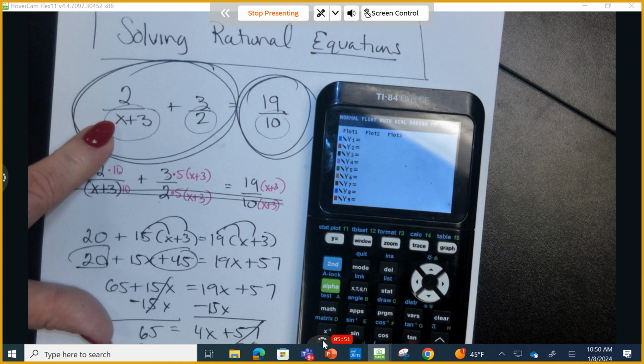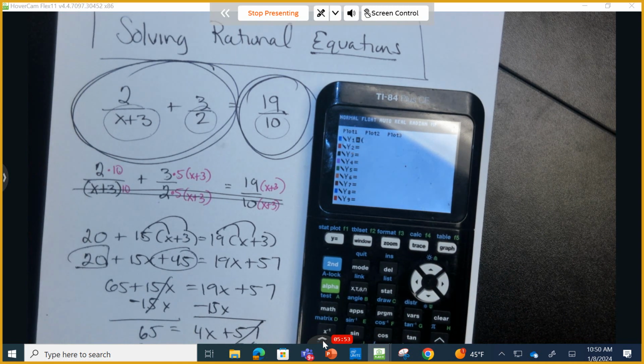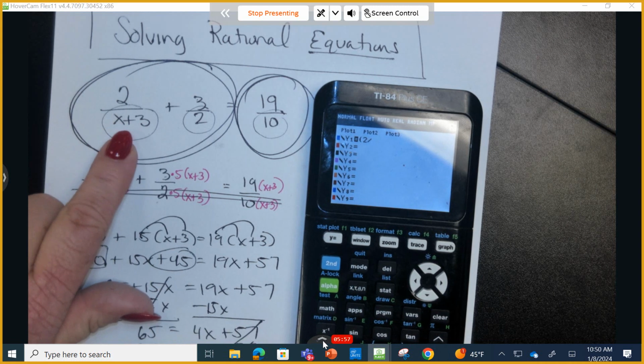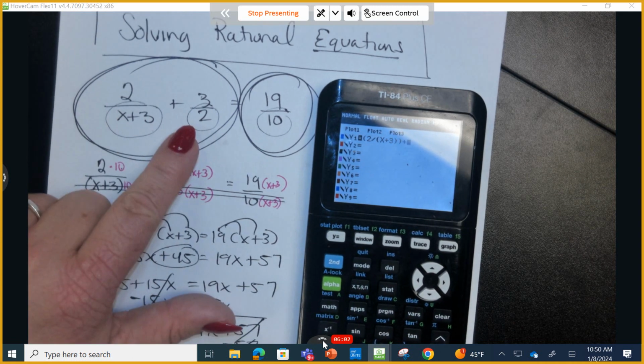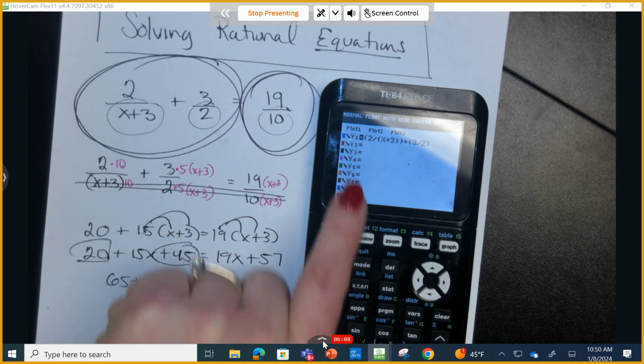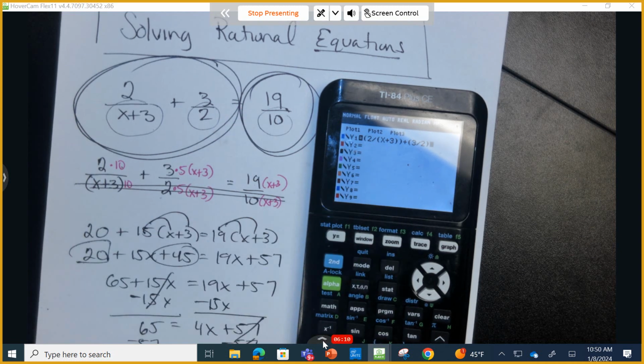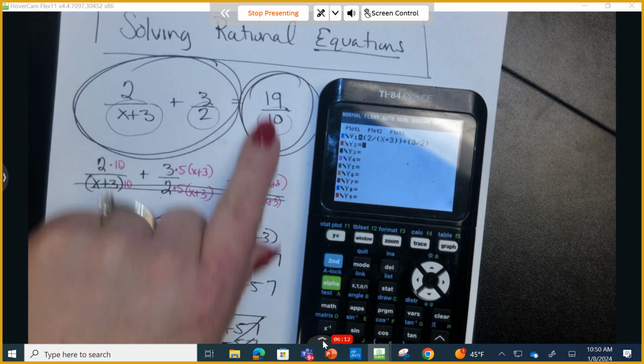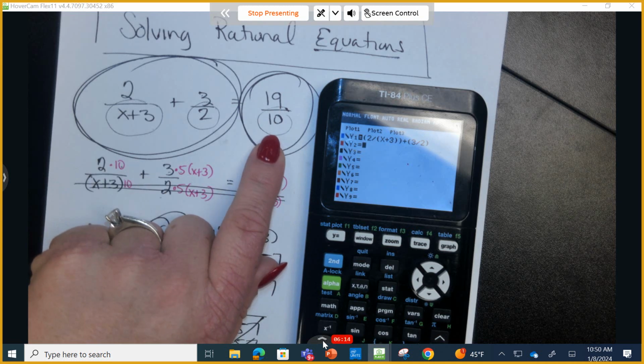So here's my first part. Parentheses are very important. 2 divided by, okay, there's more than one quantity, so I'm going to put in parentheses, x plus 3, plus 3 divided by 2. That's the left side of the equal sign. It goes in as Y sub 1. Now I'm going to go to Y sub 2 and enter in the right side of the equal sign, which is 19 divided by 10.